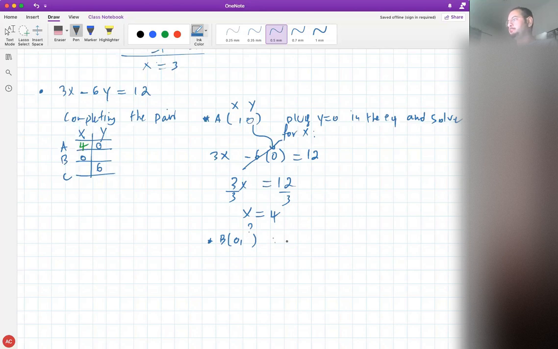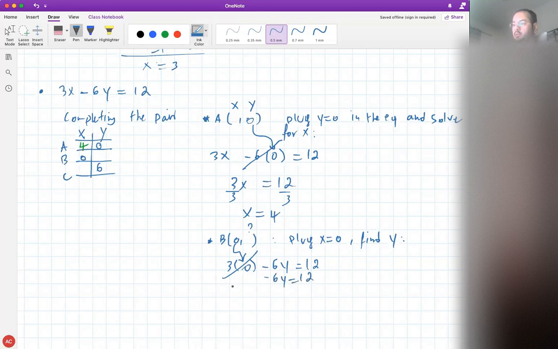So we're going to plug 0 in the x. Find y. It's going to be 3 times 0 minus 6y equals 12. So the 0 goes here. And because it's times 0, anything times 0 cancels out. It's gone. You end up with negative 6y equals 12.